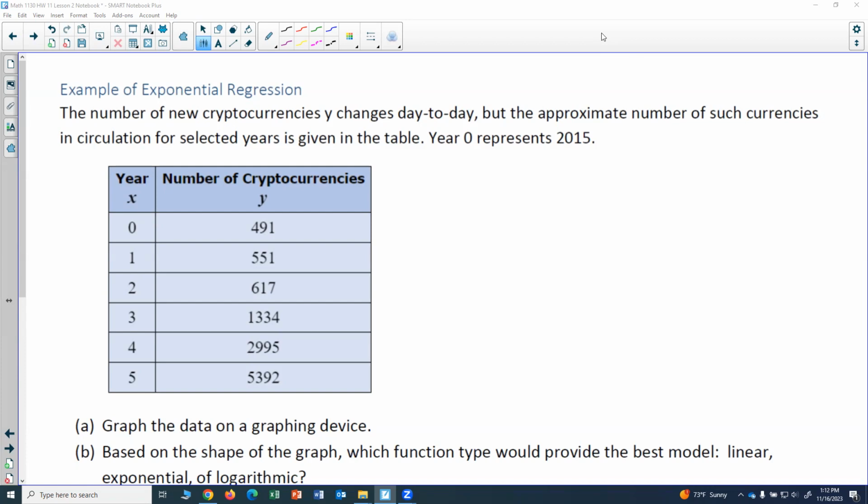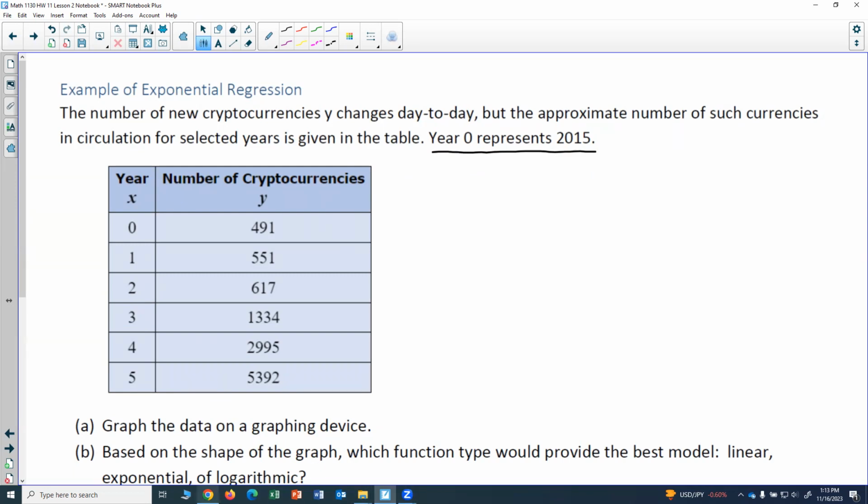Year 0 represents 2015. So that's an important piece of information that tells us where we're starting. So, for example, the year 3 would represent 2018, since 0 is representing 2015. So that lets us understand better what this data is telling us. So what we want to do is graph the data on a graphing device. That means get a scatter plot and determine, based on the shape of the graph, which function type would be the best model for this data: linear, exponential, or logarithmic.